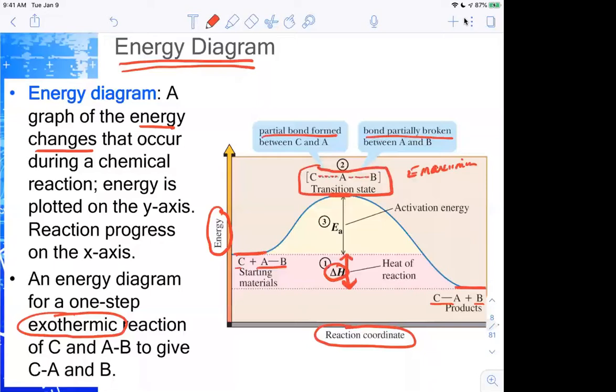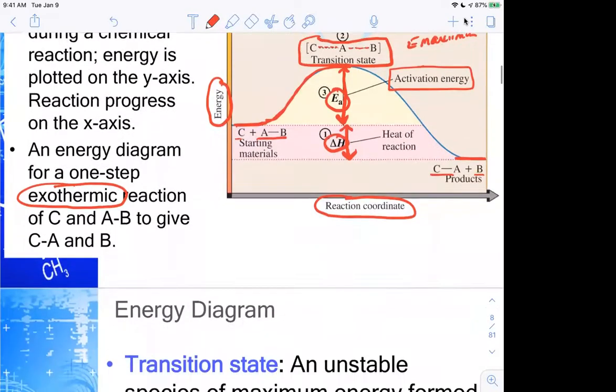So we're going to look at all of these different features. This, which is the difference between the reactants to the transition state, is that energy barrier that needs to be overcome for the reaction to occur. And this is called the activation energy, and it's designated by E sub A. So let's look at these all a little bit more carefully.